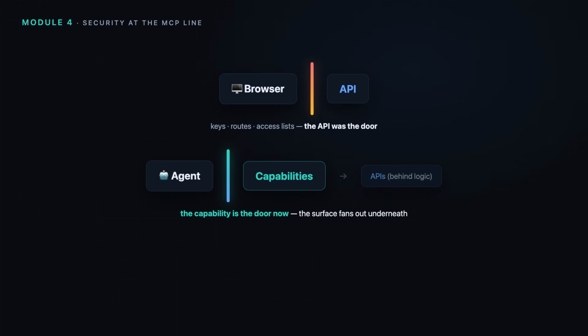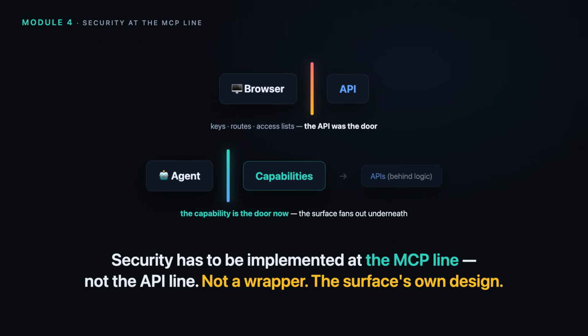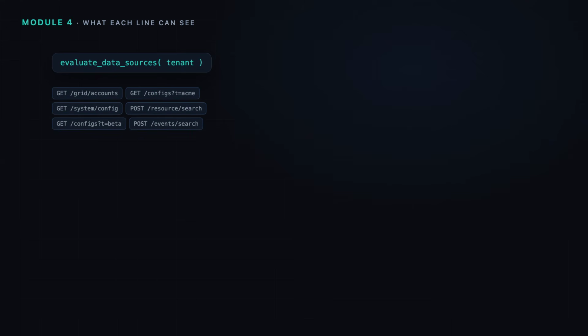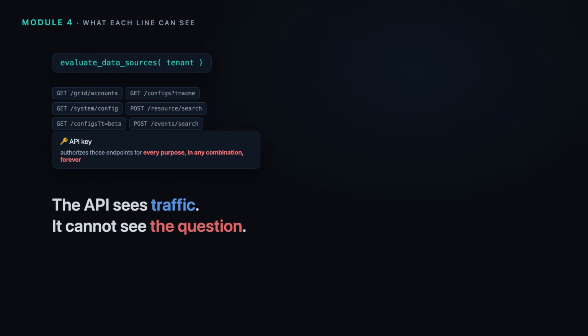And this is the module where that lands. Security has to be implemented at the MCP line, not the API line. Not as a wrapper around the surface, as the surface's own design. There are 5 controls, and every one of them lives on the new line. Notice what the API line can still see. Fragments. One capability call becomes 6 API calls underneath, a roster probe, per tenant fetches, a bounded search. An API key that authorizes those endpoints authorizes them for every purpose in any combination forever. The API sees traffic. It cannot see the question.